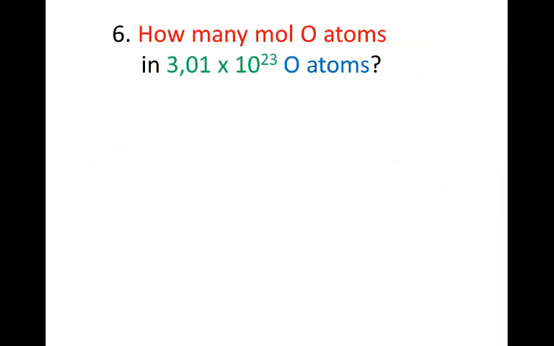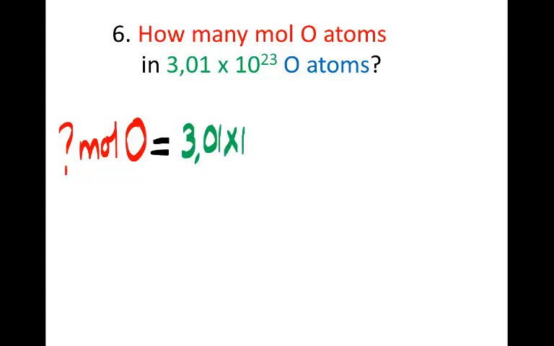How many moles O atoms in 3,01 times 10 to the power 23 O atoms? So now it's not how many O atoms, but how many moles of O atoms. And again, I need not write mole atoms. I must write the mole, but by writing O, it means atoms, it doesn't mean molecules. So I'm just going to write how many mole O in 3,01 times 10 to the power 23 O. Now this is not mole O, it's O.